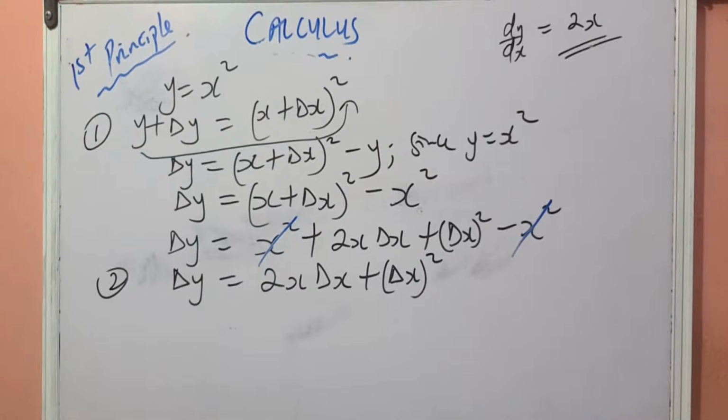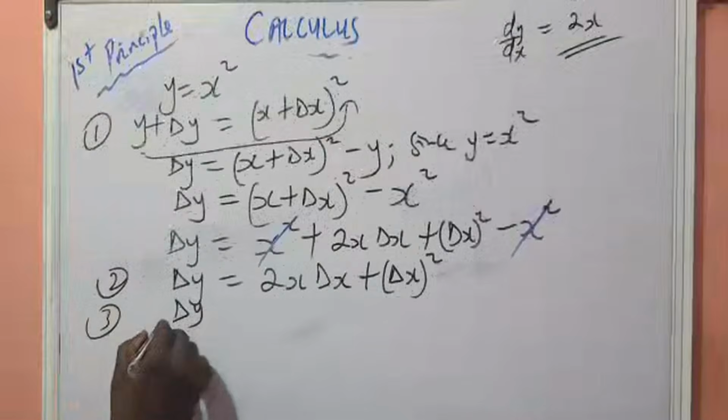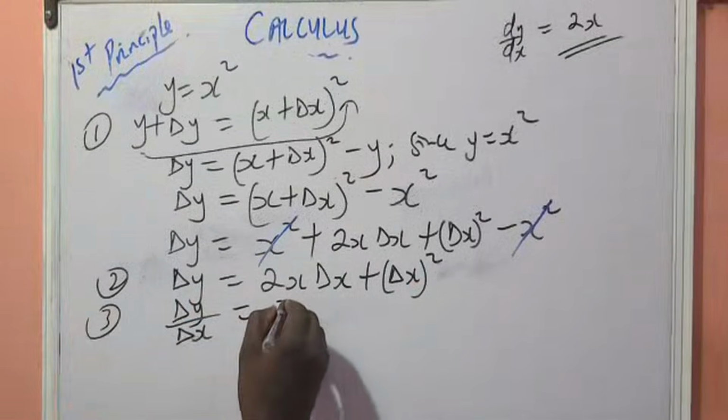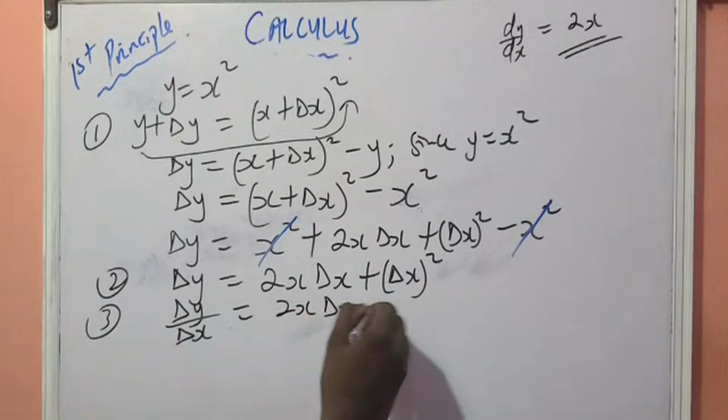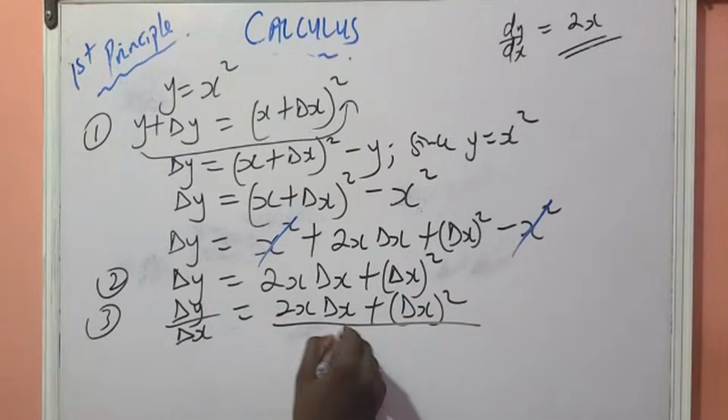Now we want to go on to do step number 3. What is step number 3? You want to divide both sides by change in x. So step 3 now will be for you to have the change in y over change in x, and then you do the same for both sides. So this will be 2x change in x plus change in x squared, and we divide through by change in x. That's step number 3. All right, step number 3.